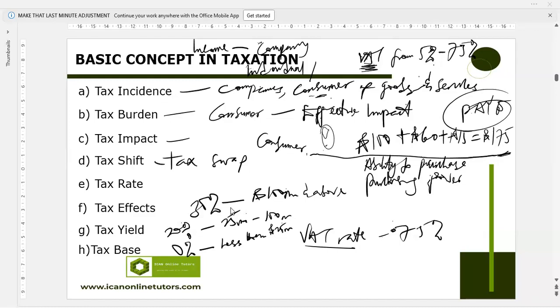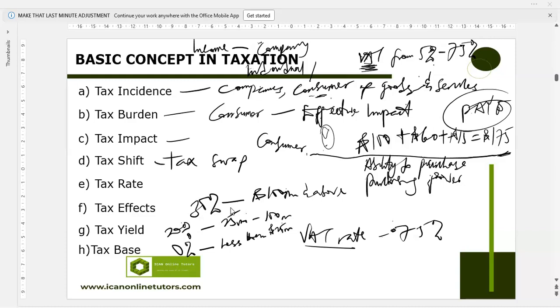So we are discussing basic concepts in session four. Then we discussed tax incidence, tax impact, tax shift, tax rates, and tax effects. We were about to discuss tax yield when I left the class. Tax yield is just like what we say in business: you put some amount of money in this business, what return will you get in the next 6 months? That is, how much do you get in return for putting such an amount of money in that business? Likewise, in taxation, tax yield is the return in form of tax revenue derived from the administration of tax on taxpayers.